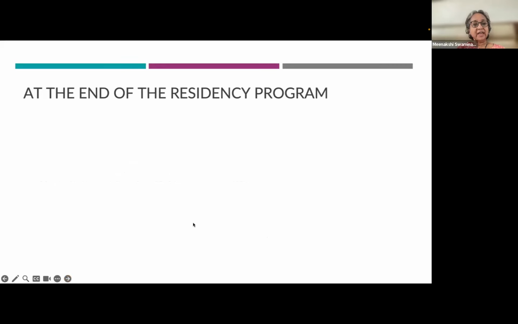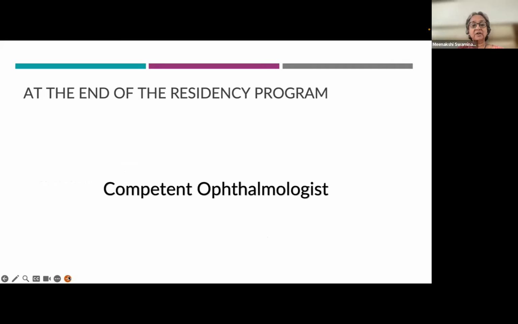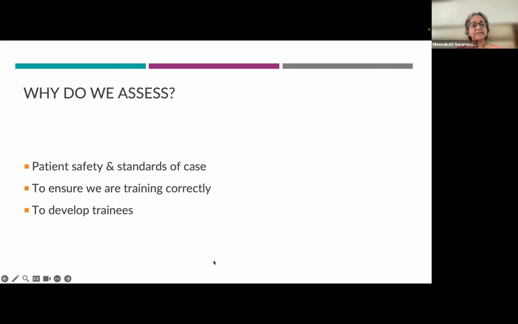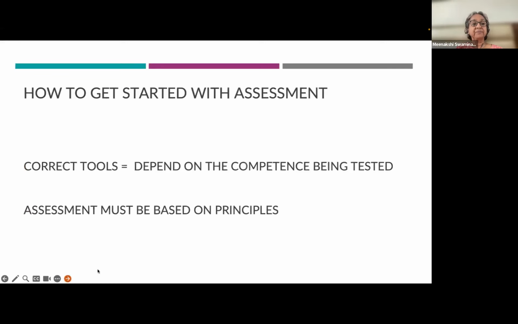What do we all want at the end of the residency program? We want our student, our resident, to be a competent ophthalmologist. What do we mean by competent ophthalmologist? Which means they have learned what is expected of them. How do you know what they have learned, what is expected of them? Only assessment will tell you. So why do we assess? Because it's important for patient safety and standards of care, to ensure we are training correctly and to develop trainees more holistically.